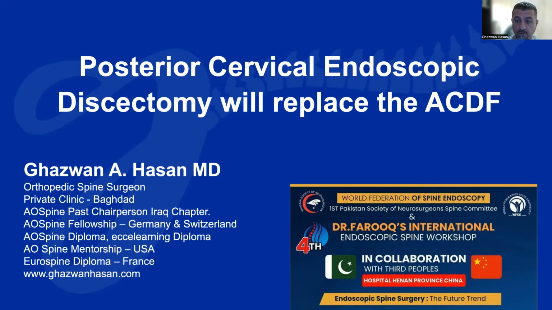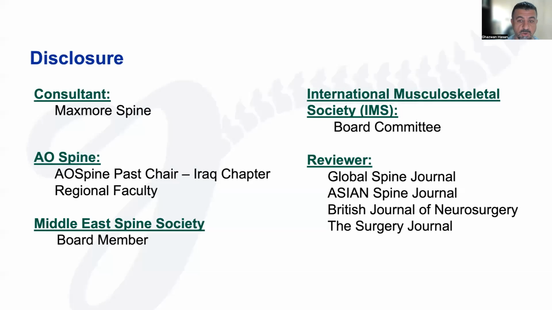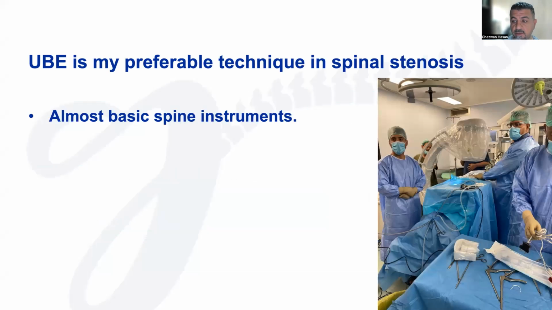My talk today is about posterior cervical endoscopic discectomy replacing ACDF, which is the gold standard. First of all, nothing to disclose. This is my picture in Pakistan, Lahore, where I did the first UBE surgery without using any sophisticated instruments. I used the basic spine sets, and I finished the surgery using the scope for knee and the RF for the shoulder, which gave us a great clue about the feasibility of this technique, and that we can do it even with limited resources.